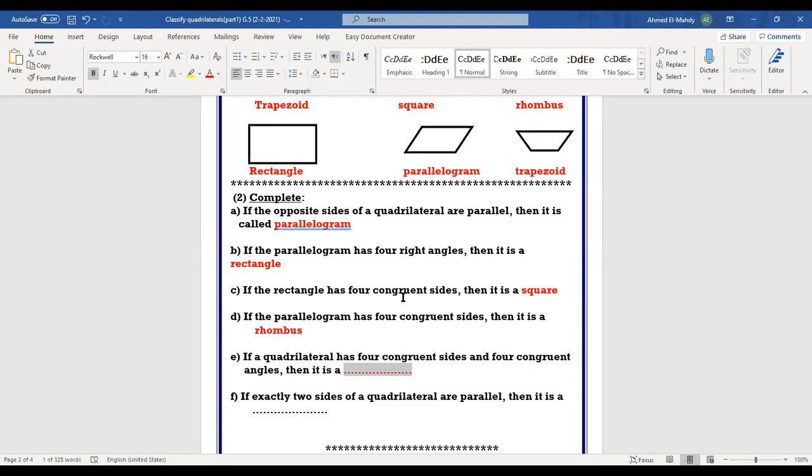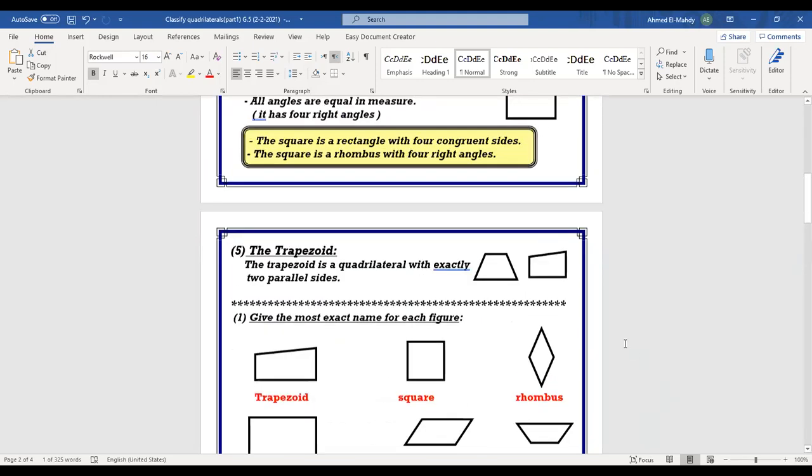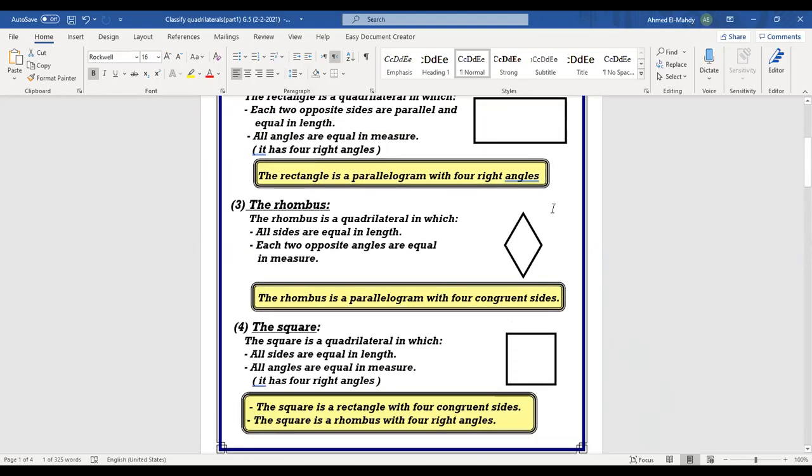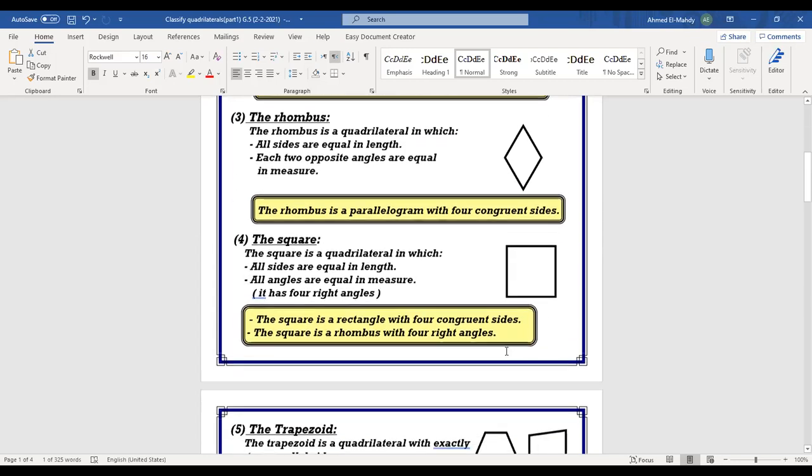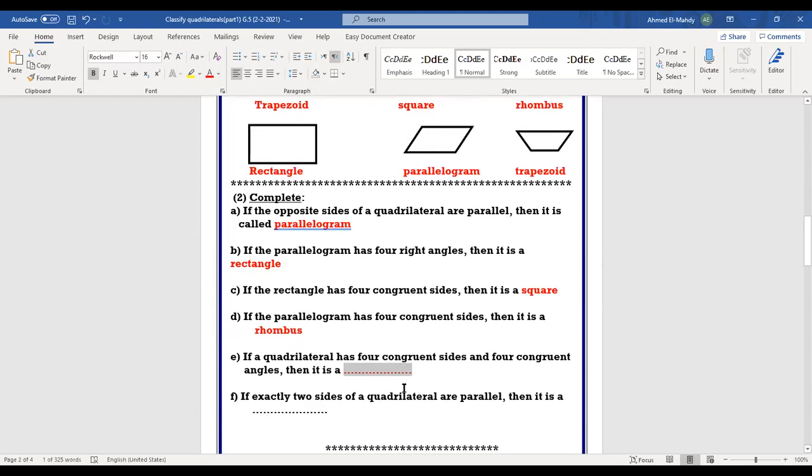Which of them has 4 equal angles, meaning all its angles are equal? Square or rhombus? In the rhombus, only the opposite angles are equal in measure. But in the square, all its angles are equal because it has 4 right angles. The quadrilateral which has 4 congruent sides and 4 congruent angles will be a square.